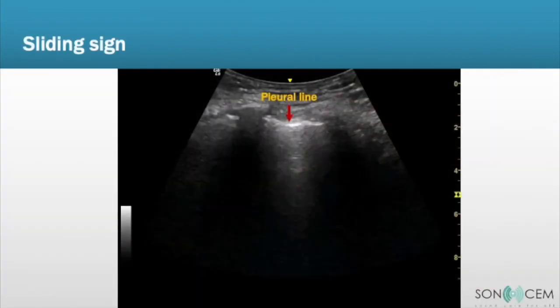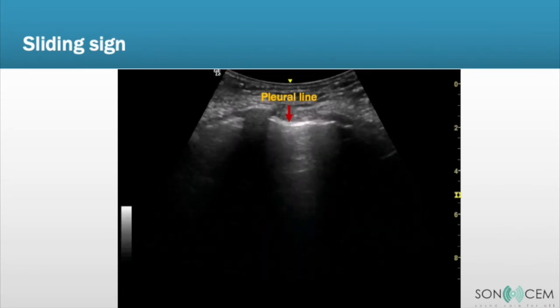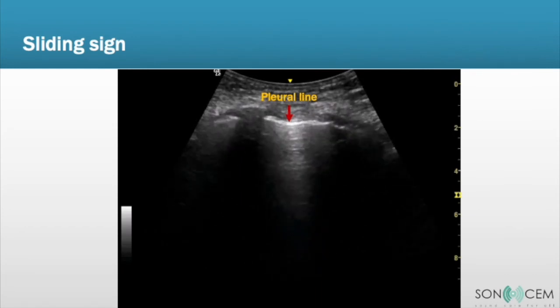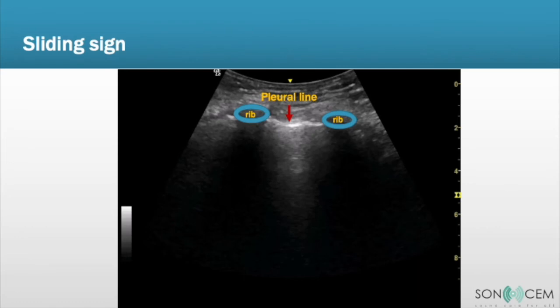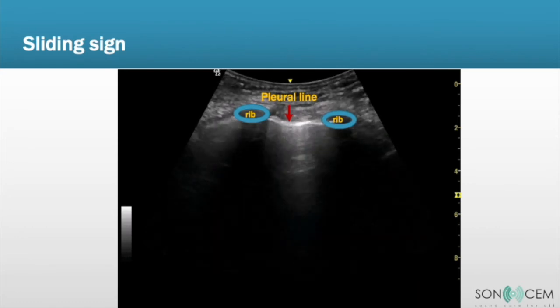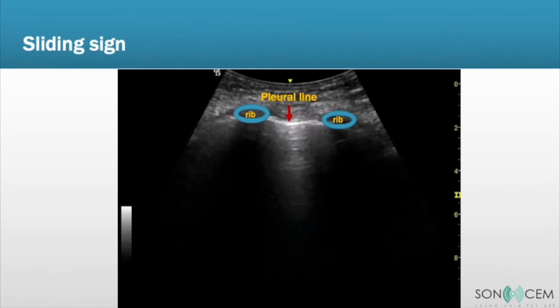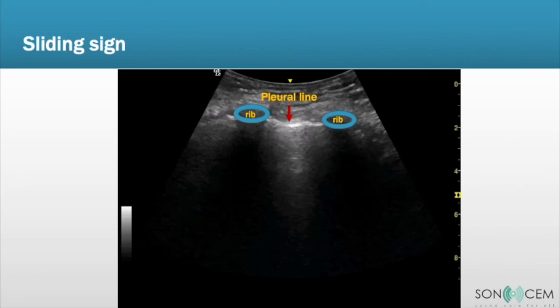In a normal lung, we can see a sliding sign. Take a look at this pleural line. You can see it's moving, right? This is what we call the sliding sign. We know that our pleura is made up of two layers, which are the parietal pleura and visceral pleura. When these layers are sliding against each other, it will produce a sliding sign, as what we can see here.